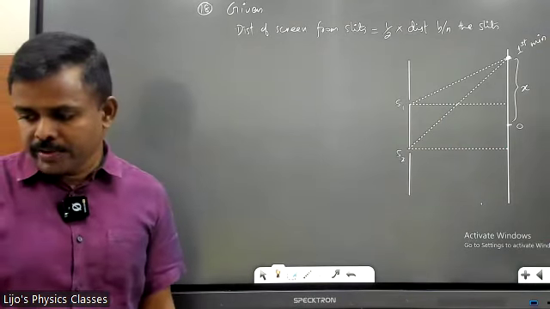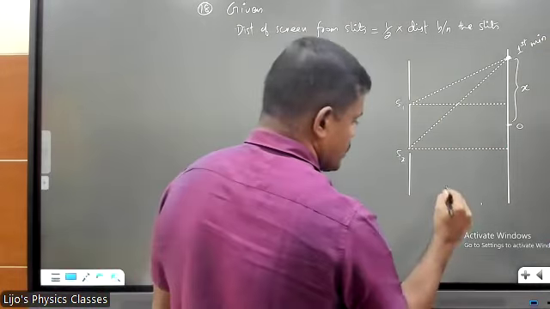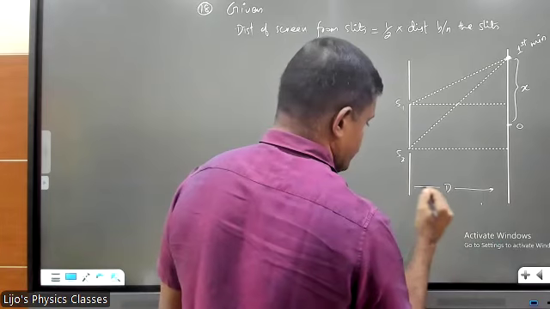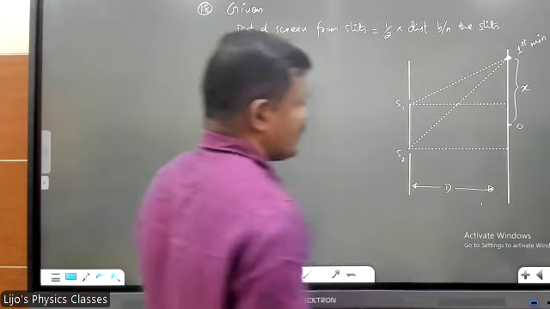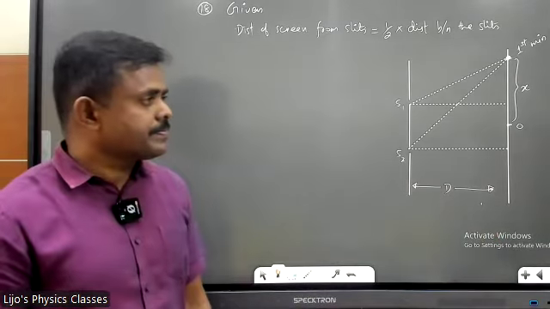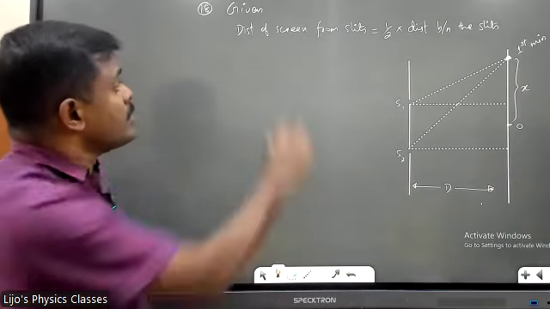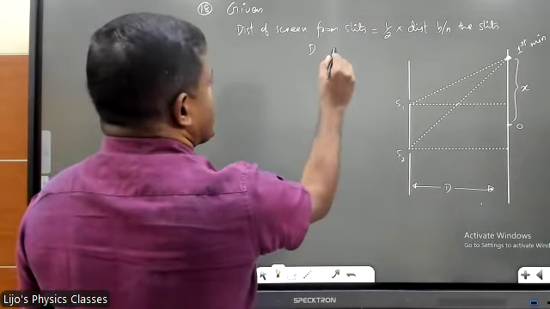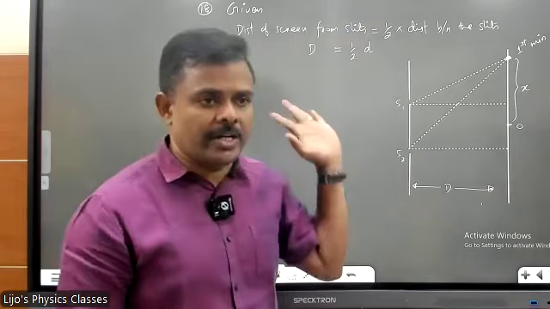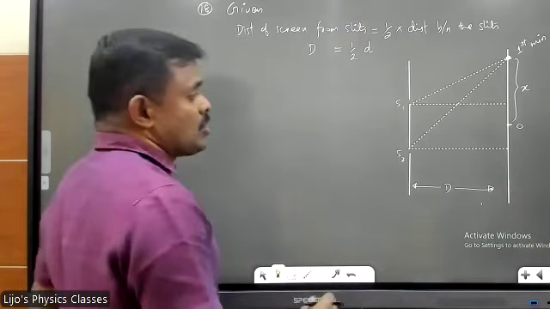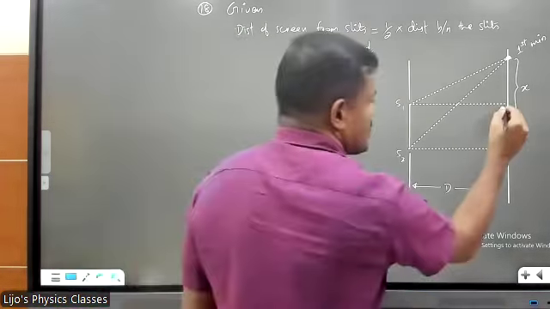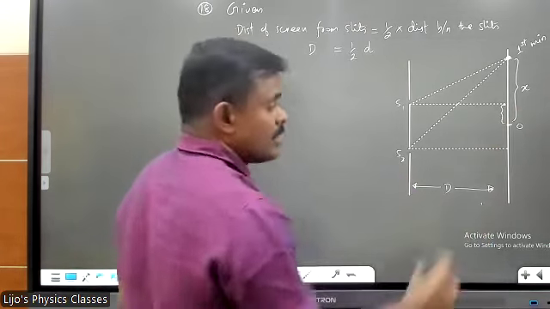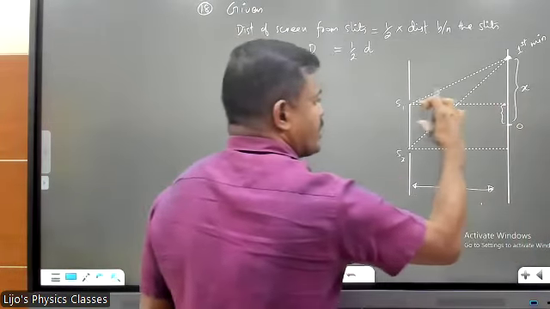I'll tell you the condition now. This distance is capital D. Now, what is this distance of the screen from the slits? Capital D is equal to half of smaller d, right? Given capital D is equal to half of smaller d. Okay, so look at this. Can you tell me what this distance is? This distance is actually half of smaller d, right?